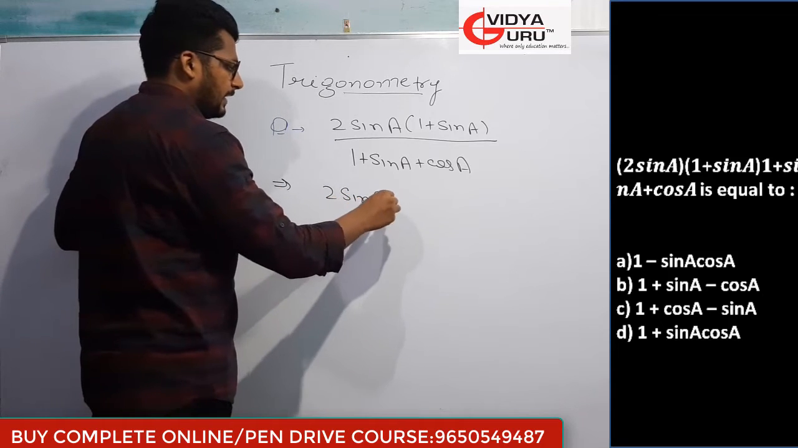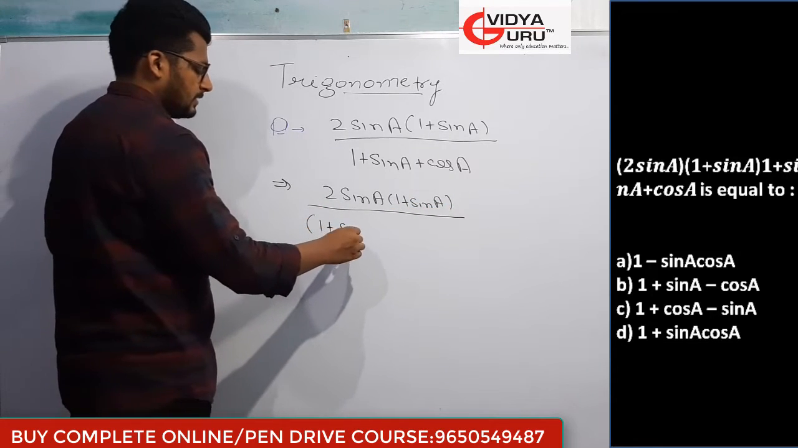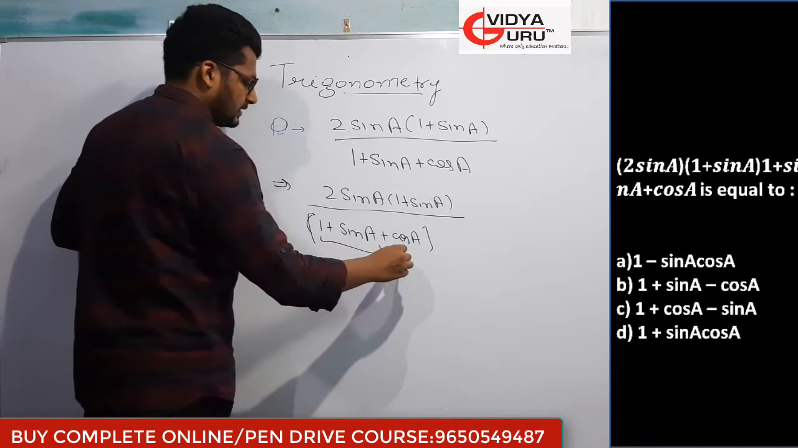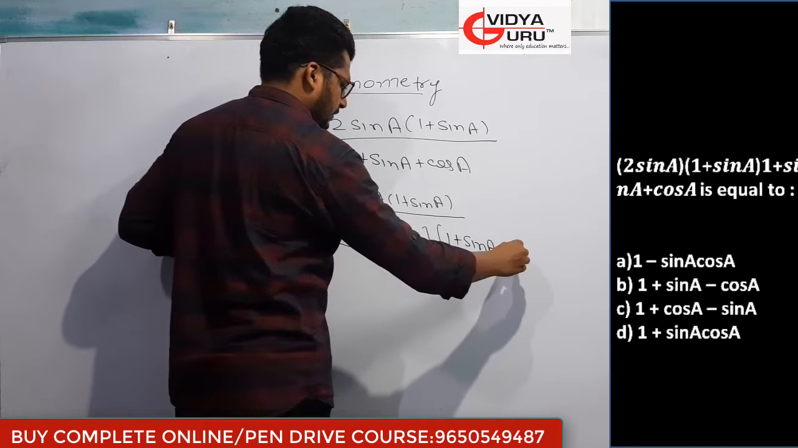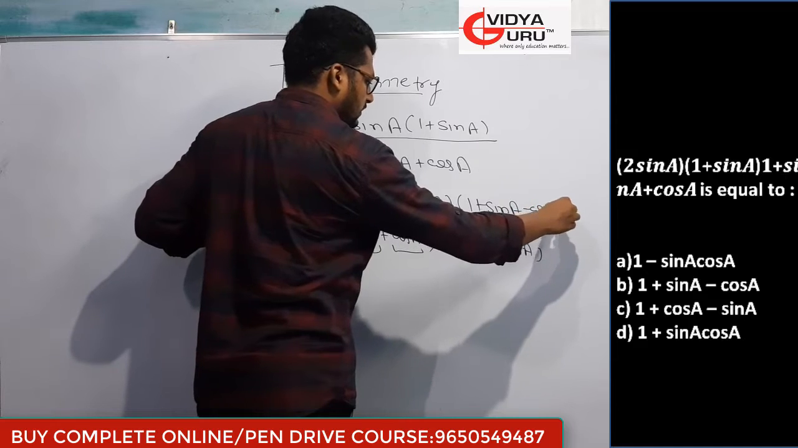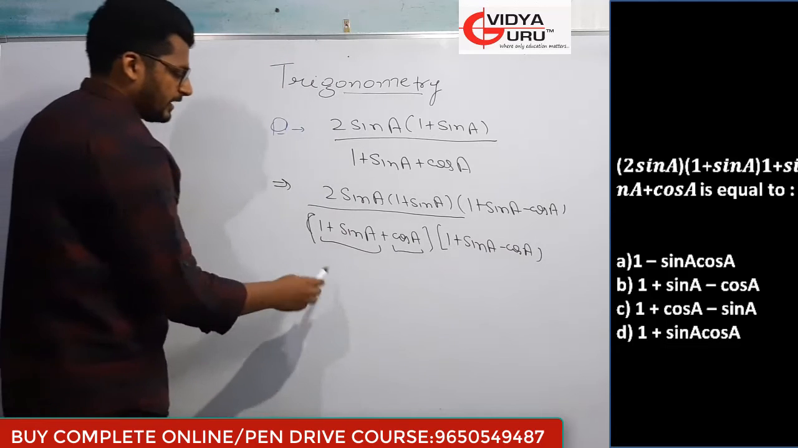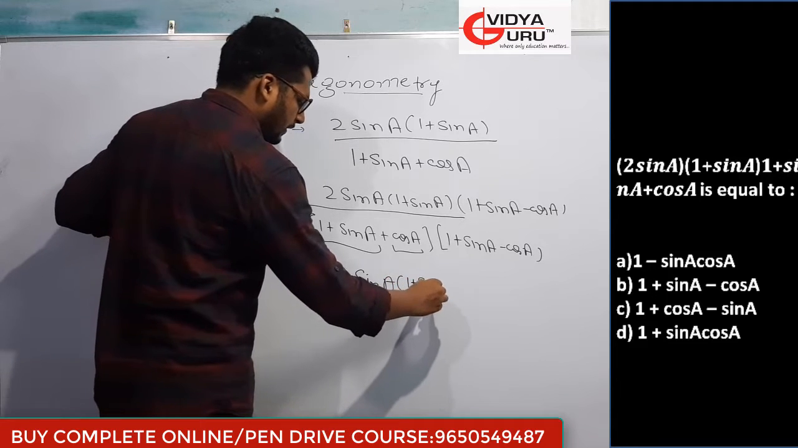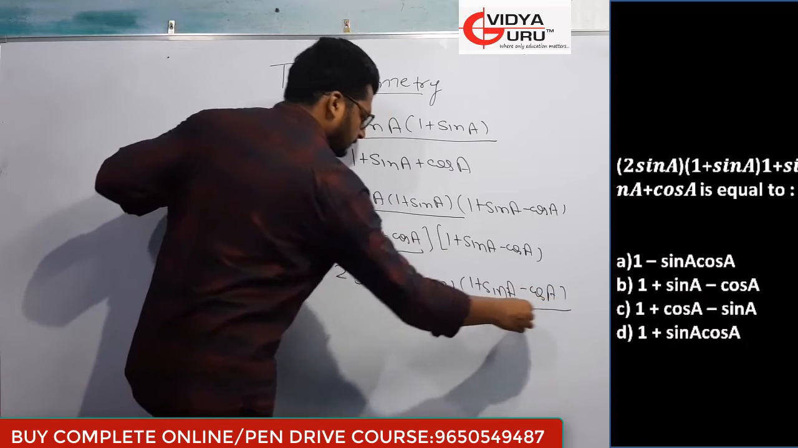this is given 2 sin A, 1 plus sin A. If I rationalize this, I take this as one term and this as another term. In rationalizing, the sign will change, so it will be 1 plus sin A minus cos A, and the numerator 1 plus sin A minus cos A. This will be A plus B, A minus B, so A square minus B square will be applied. So in the numerator, 2 sin A, 1 plus sin A and 1 plus sin A minus cos A.